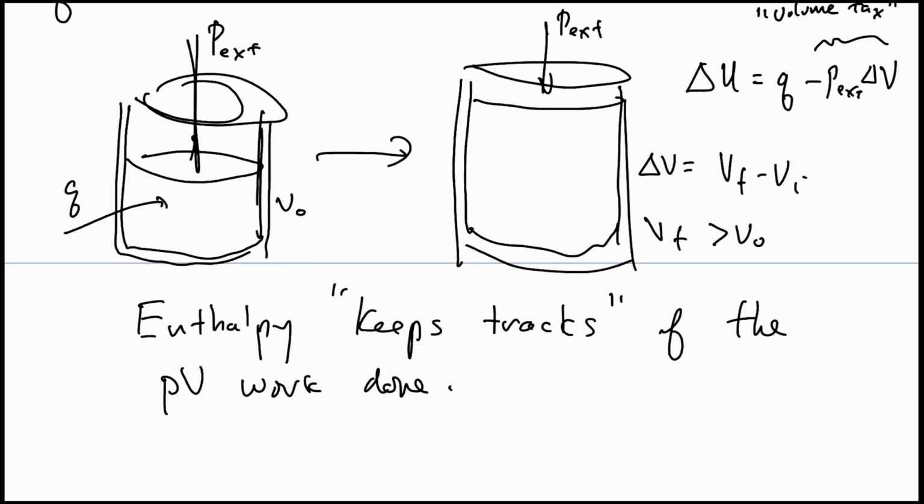And chemists like this because they don't like math, really. So delta H is positive, delta H is negative. This is the kind of stuff they throw around. Exothermic, endothermic.